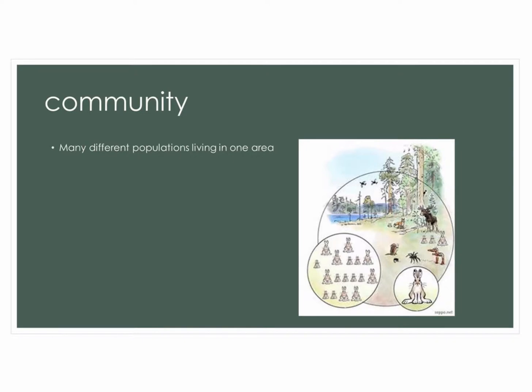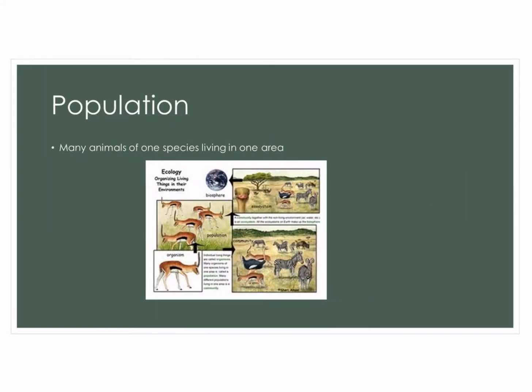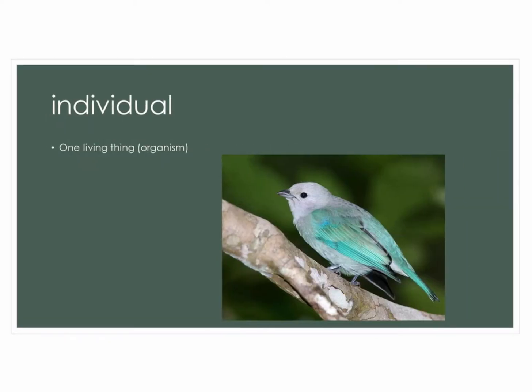And then you have a community. These are many different types of populations that live in one area, and they live cohesively together and compete for the different types of resources. And then you have a population. Populations are just one group of animal living in that area. So it could be humans, it could be a group of rabbits, a group of deer. They're just one type of animal that reproduces and lives together. And lastly, you have your individual, and these are one living thing or organism.